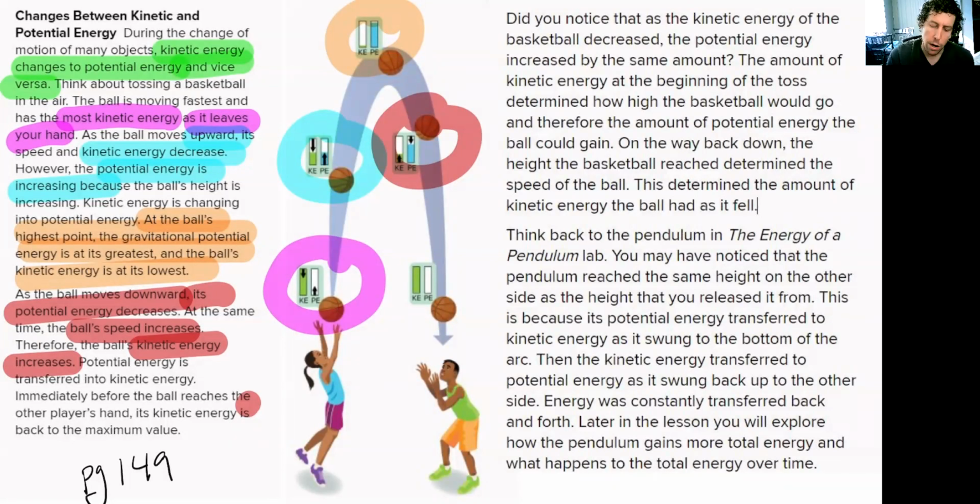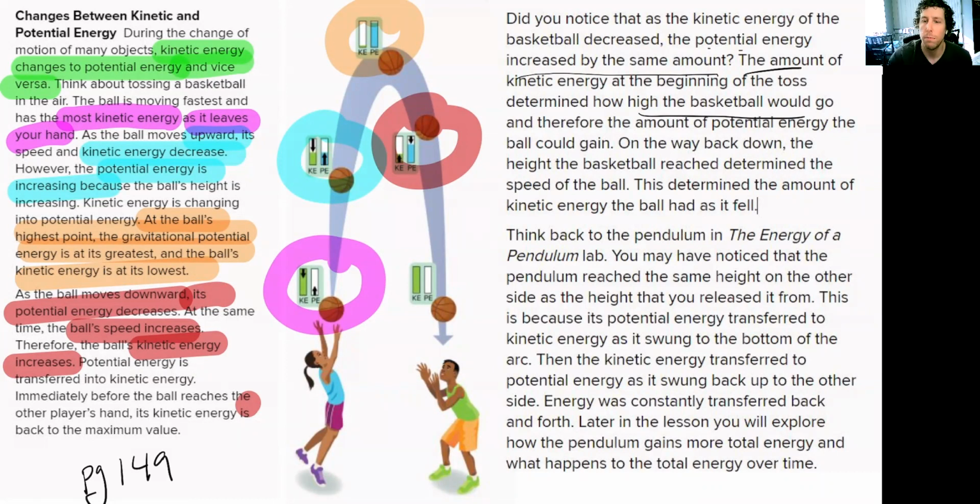Let's read this paragraph on the right side. Did you notice that as the kinetic energy of the basketball decreased, the potential energy increased by the same amount? The amount of kinetic energy at the beginning of the toss determined how high the basketball would go. If you give it more energy at the beginning, your ball is going to go higher. On the way back down, the height the basketball reached determined the speed of the ball. The higher the ball is, the more speed you're going to have as it comes back down. And this determined the amount of kinetic energy the ball had as it fell.